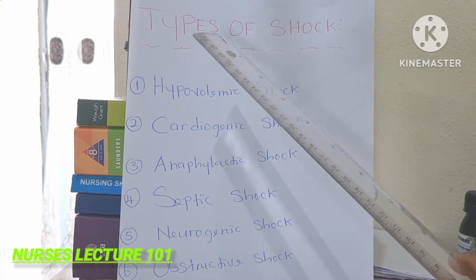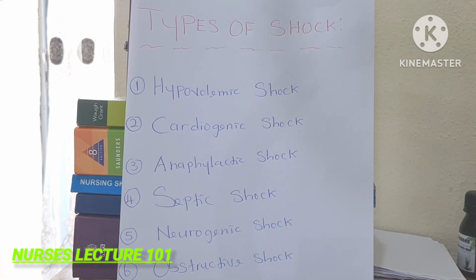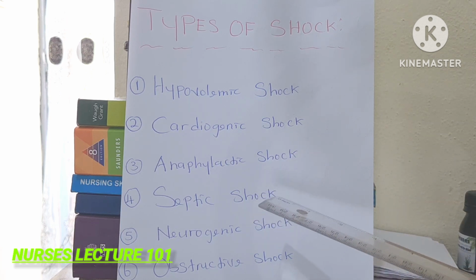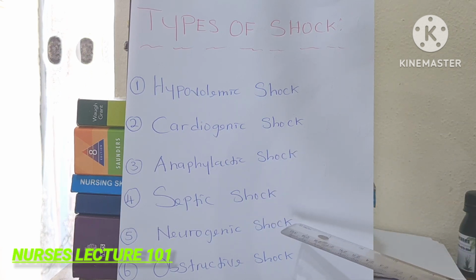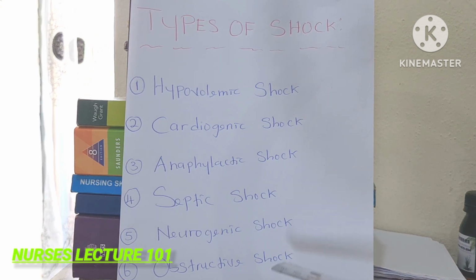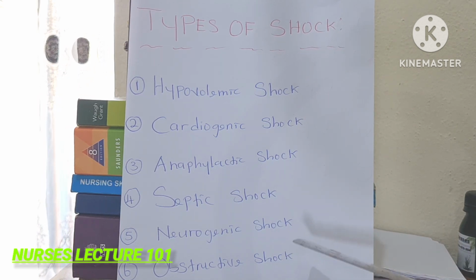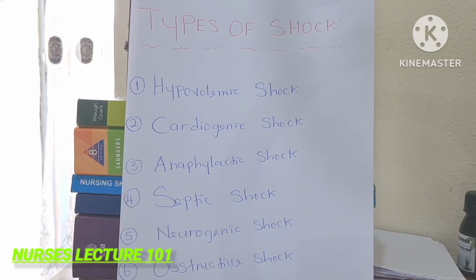As you can see here, types of shock. So what are the different types of shock? We have 1, hypovolemic shock. Number 2, we have cardiogenic shock. Number 3, we have anaphylactic shock. Number 4, we have septic shock. Number 5, we have neurogenic shock. And number 6, we have obstructive shock. So what are their differences?